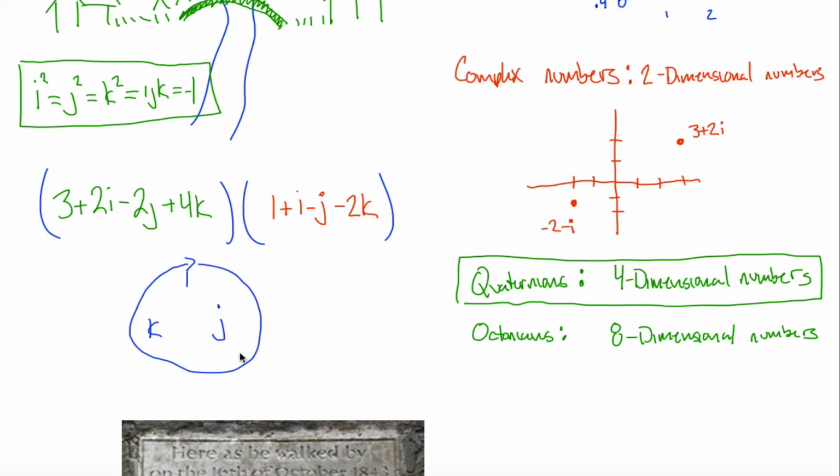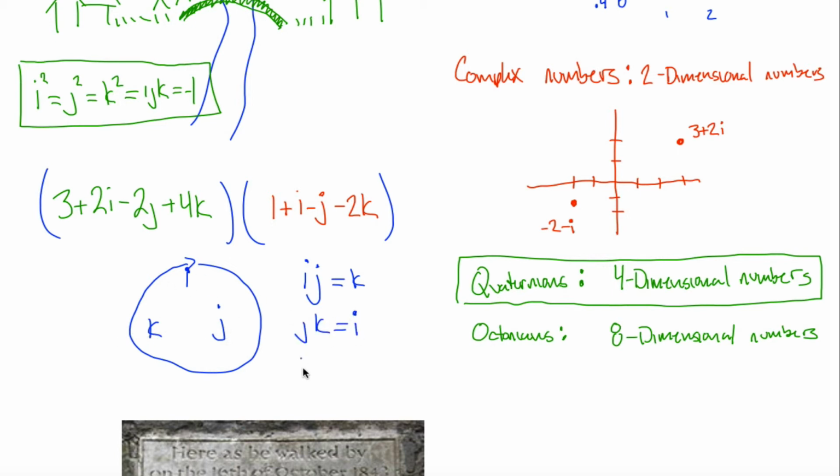It's supposed to be a circle. If you multiply, now it's hard to see, i times j, you get k. i times j equals k. Because I'm going around the circle. i times j equals k. j times k equals i.